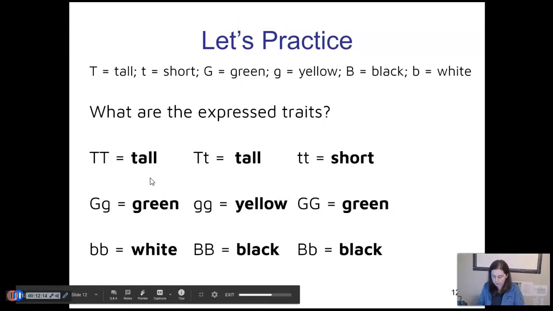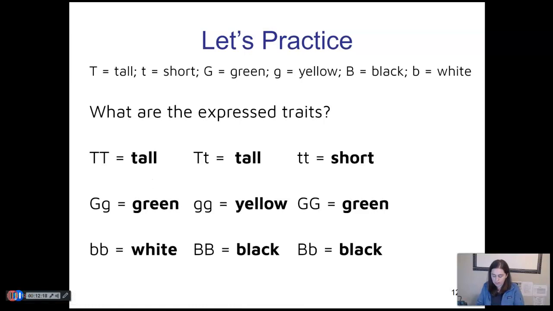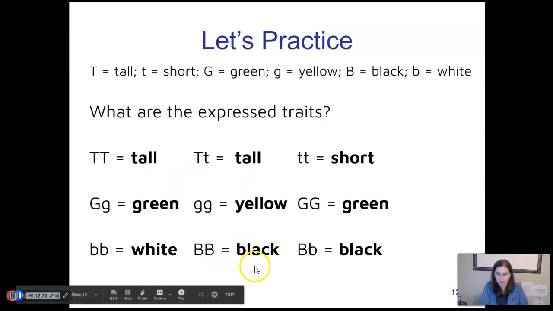Alright, so our big T's is we have tall, tall, and short. And we have green, yellow, green, and we have white, black. Oops, that's in a different order. Ha! That's funny. Good to know. I will fix that. Well, I probably won't this time. So our big B is in the middle. So we have black, and then we have little b white, and then we have big B, little b black.